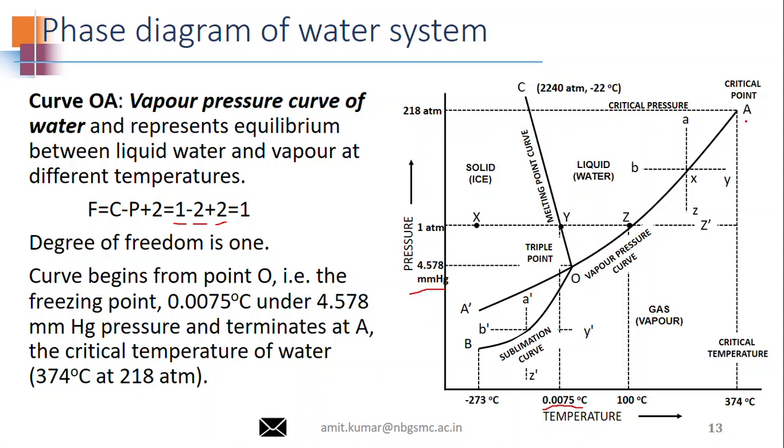What is the critical point? The critical point is the point above which no phase boundary between liquid and gas exists. The water component exists in a supercritical fluid state, where it can be stated neither as a liquid nor as a gas. The critical point of water is at 374 degrees Celsius and 280 atmosphere.